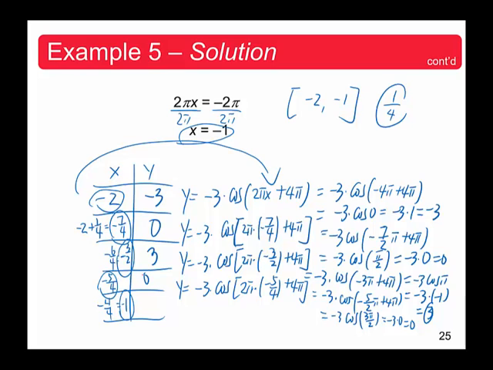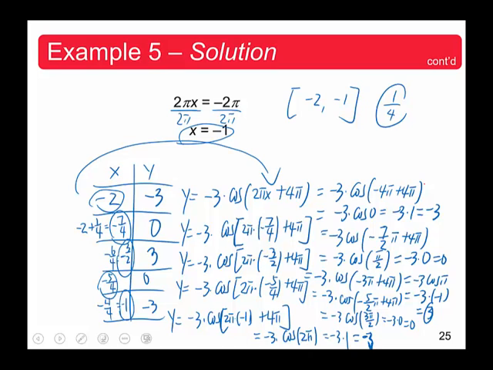And then the very last ordered pair, y equals negative 3 times cosine of 2 pi times negative 1, adding 4 pi. That will become negative 3 times cosine 2 pi. Cosine 2 pi is the same thing as cosine 0. Cosine 0 is 1. Negative 3 times 1 is negative 3. Now again, we have 5 ordered pairs, and then you can sketch the graph using those 5 ordered pairs.